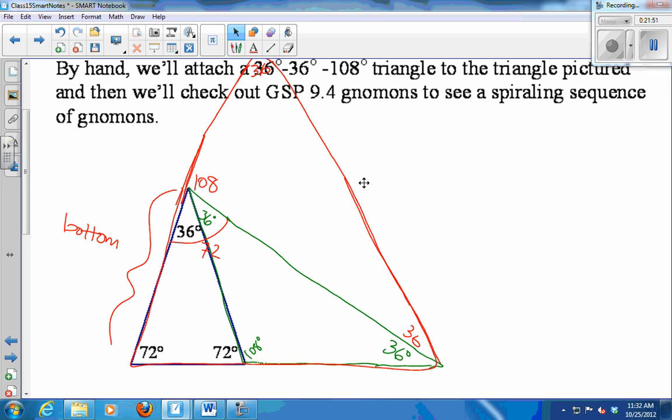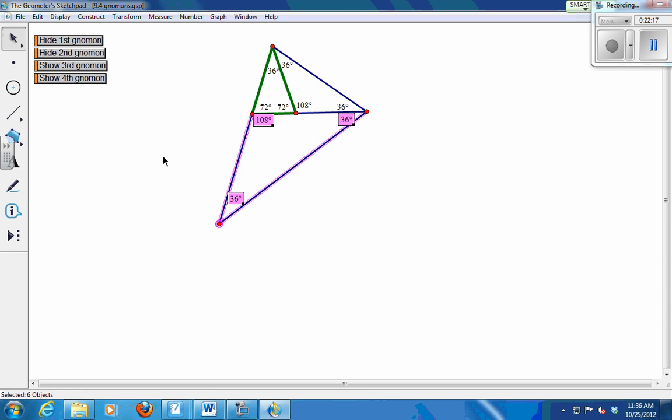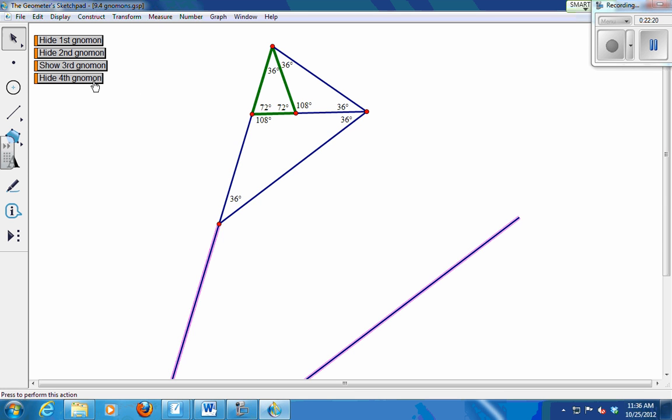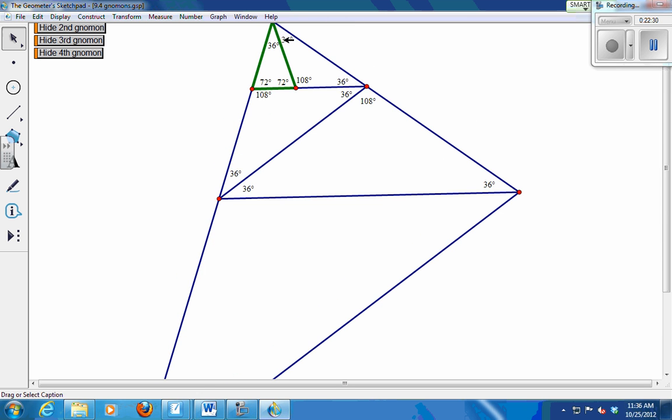Since I'm a terrible artist, I have a little animation of this that I'm going to show you. I have a 36, 72, 72 triangle. I can create a gnomon by putting the 108, 36, 36 triangle onto it. So if this side is the bottom, then it's going to be similar to the original green one. And then I can put on another one and another one. So I just keep building this bigger and bigger triangle. Right now it's rotated, but this large triangle is similar to my original little green triangle.